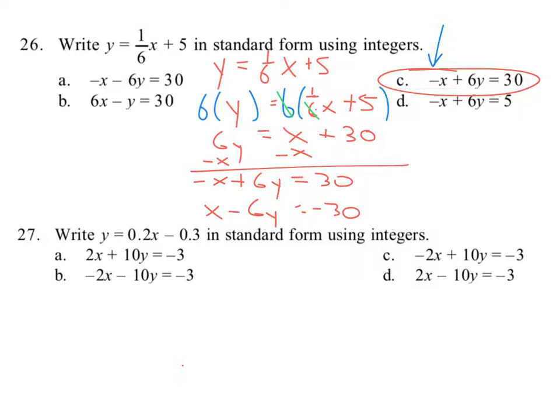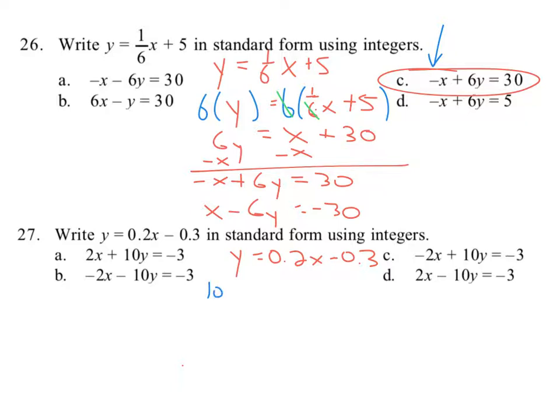Okay, now let's do this last one. We've got y equals 0.2x minus 0.3, and these are decimals, and you can see that these go out to the tenths place, so we can multiply everything by 10 to clear them. Multiplying a decimal like this by 10 will move the decimal over 1 and give you a whole number.